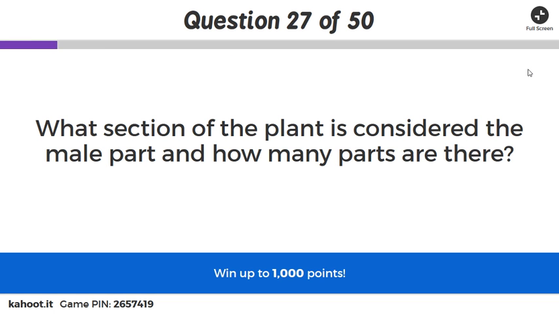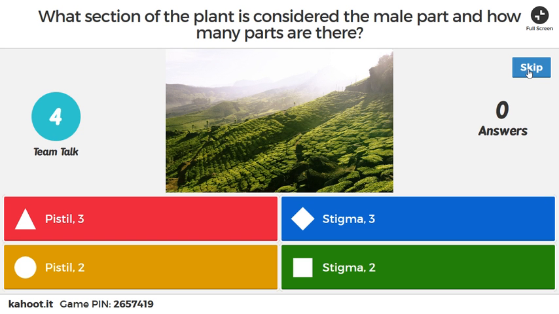What section of the plant is considered the male part, and how many male parts are there? Or how many parts of the male part are there, I should say.